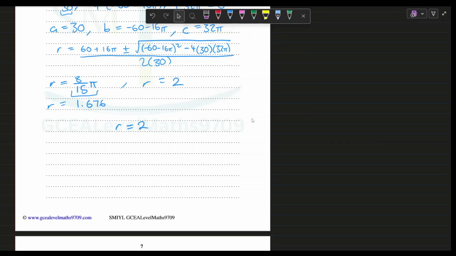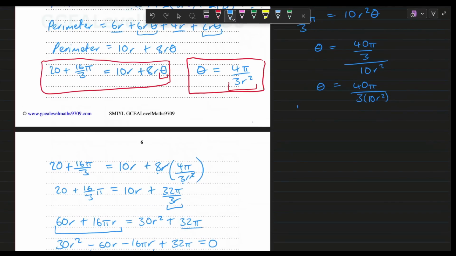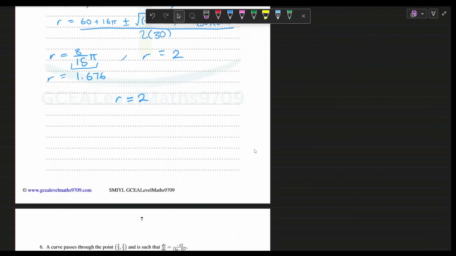Okay, so if r is equal to 2, what is theta? We know that theta must be equal to 4 pi over 3r squared. So at r is equal to 2, theta is going to be 4 pi over 3 times 2 squared. So theta is equal to 4 over 3 times 2 squared, which gives us just a third pi. So we can conclude that therefore r is 2 and theta is a third pi, and that is our final answer.